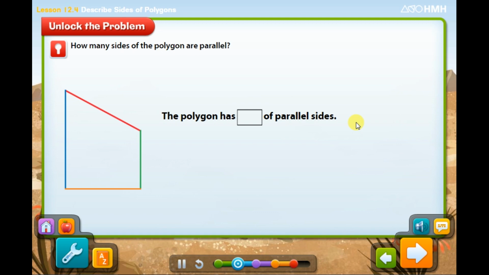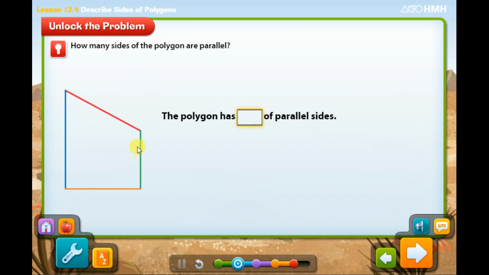So how many pairs of parallel sides does the polygon have? How many pairs? Pairs means twos. So how many pairs of parallel sides does this polygon have? If this side and this side are parallel, no, they are not walking side by side. This line is tilting, not straight, walking the same distance like this one. No. If this line and this line are parallel, yes, they are walking side by side and never meet.